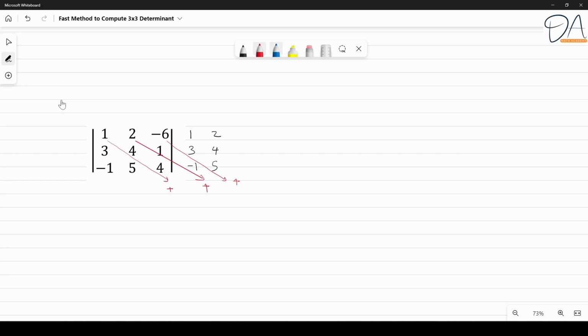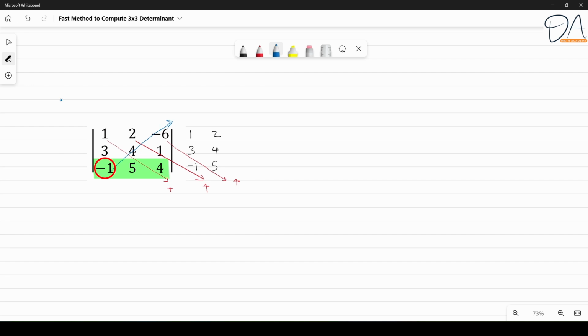Now we need also to form another 3 that will have a negative sign. So these you form by starting with the third row in the original determinant. So we take the first element in the third row and we move diagonally up. So diagonally up this way. So this is similar to the positive diagonal, except that you are moving up.